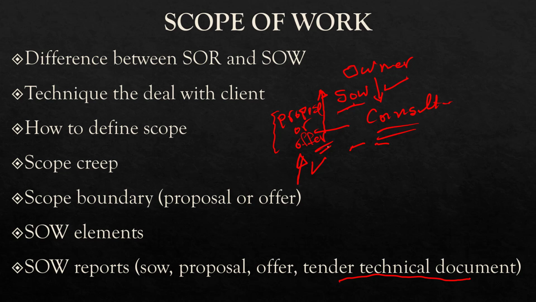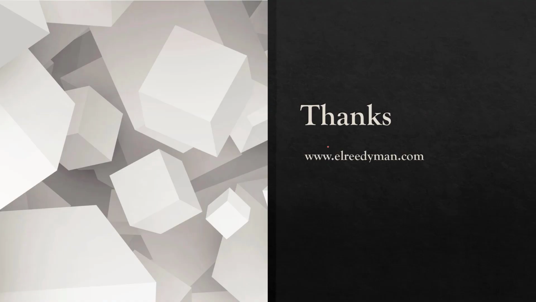So the target is how to write the scope of work, proposal, tender, and technical document. This is the requirement you need from this course. At the end you will have learned the professional way to write the scope of work, proposal, and technical tender package. If you have any question or inquiry about this course, you can contact me and discuss it, if you need to add or eliminate any subject.